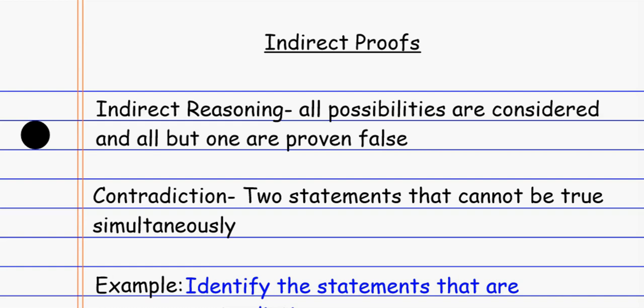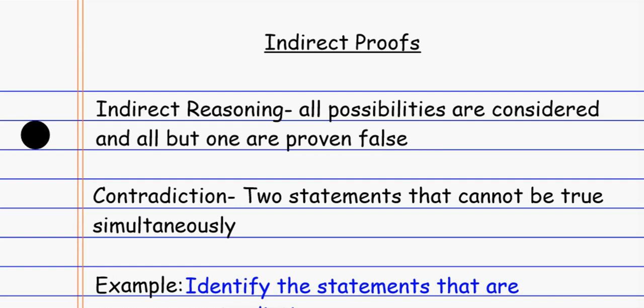With indirect proofs or indirect reasoning, we eliminate the possibilities. So we essentially just say, hey, this is false, this is false, this is false. The only thing left is this, so this thing must be true. That's indirect reasoning, and that's the idea behind indirect proofs.